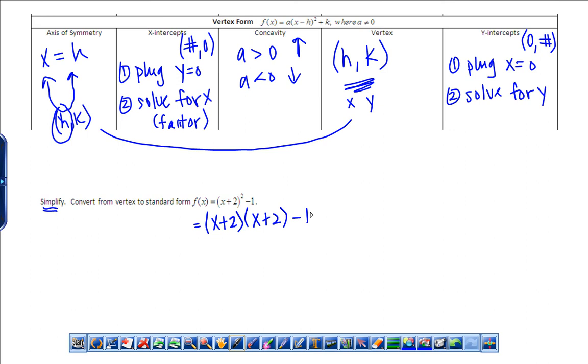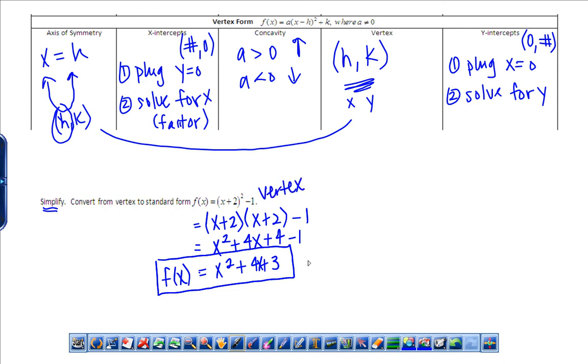Remember, when you have a quantity like x plus 2 and it is squared, that means you write it twice. When you multiply this, x squared plus 4x plus 4 minus 1, that will give you x squared plus 4x plus 3, and that is your new function. This is vertex form. This is standard form.